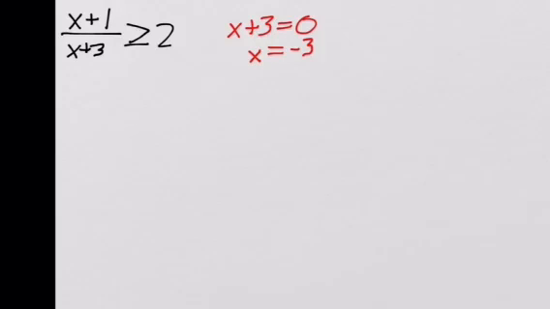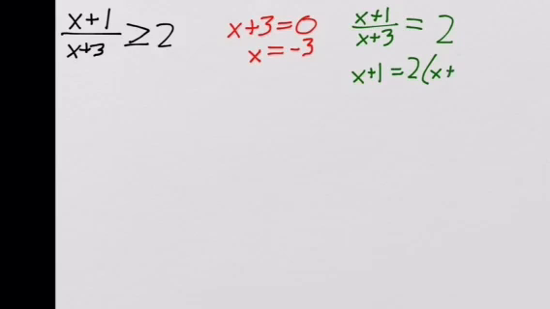The other thing we're going to do is just like we did with the polynomial inequalities. We have (x + 1)/(x + 3). Instead of putting that greater than or equal to sign here, we're just going to work as if it's an equation and solve this. So, as we saw in the last video, we can multiply both sides by x + 3. So we get x + 1 is equal to 2 times (x + 3).